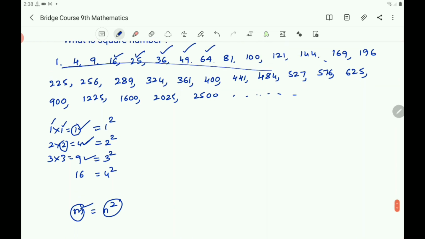Here all these numbers can be expressed in the form of n square. Here 1 is 1 square, 4 is 2 square, 9 is 3 square, 16 is 4 square, 25 is 5 square, 36 is 6 square. In this way, if you take 144, it is 12 square, and 289 is 17 square, 361 is 19 square, 441 is 21 square. Similarly, here you take 529, which is 23 square, 576 is 24 square, and 2500 is 50 square. In this way, you can express all these square numbers in the form of n square.